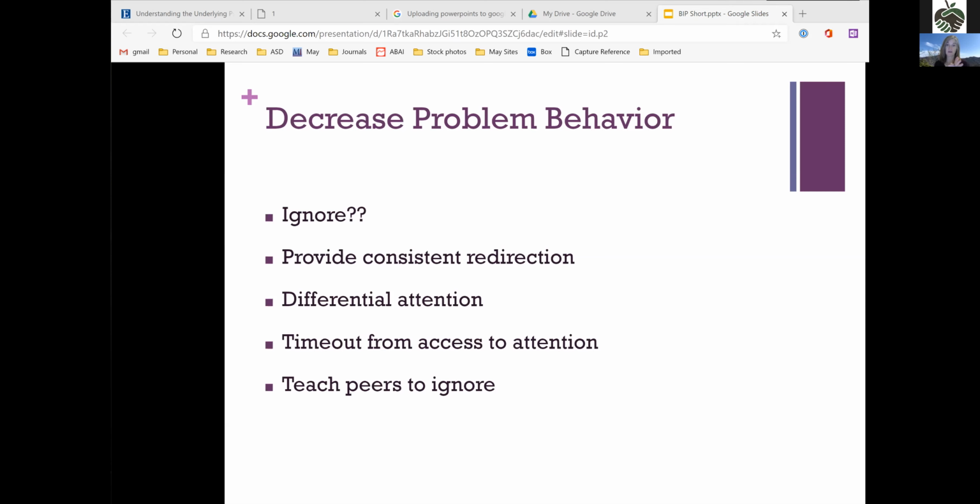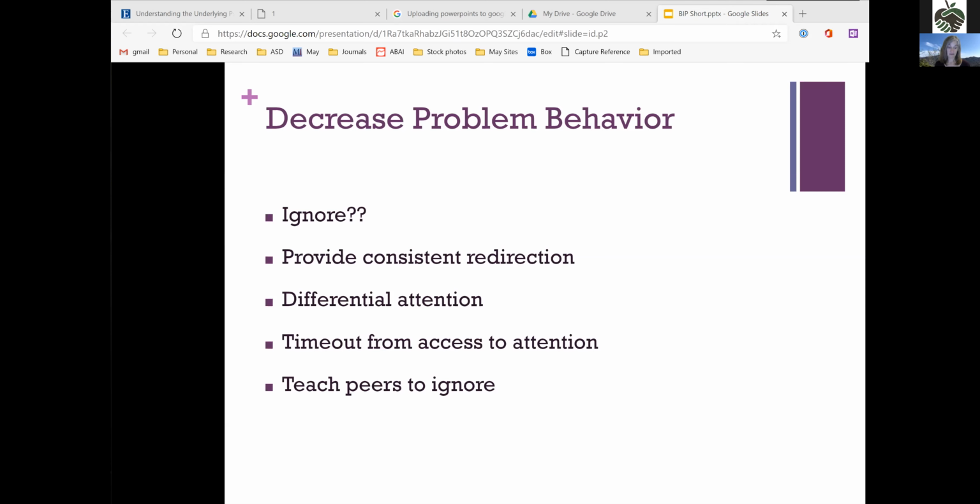And the nice thing about a brick wall is that it's predictable. It's the same thing every time. And predictability for students is kind of boring. If a student wants to get a rise out of a teacher, that same consequence every time is really boring, and it's going to decrease the behavior. So you want to think about being a brick wall.